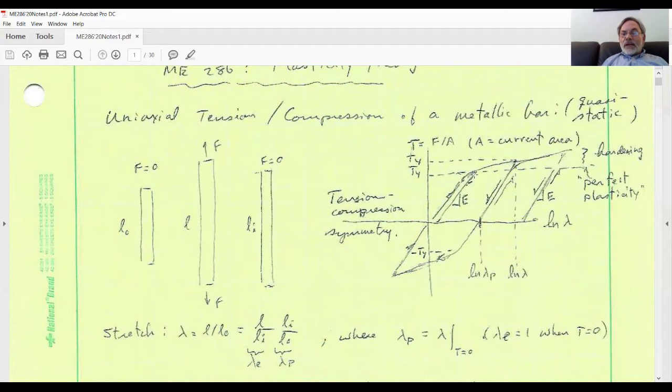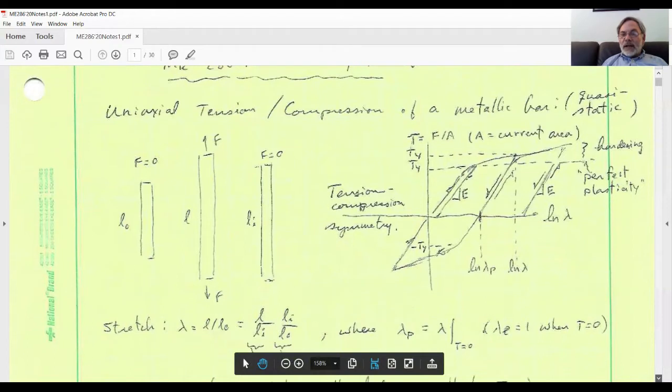A useful idealization for many materials is perfect plasticity, in which, after yielding, the stress saturates to a fixed value, which is the initial yield stress. That's associated with this dashed horizontal line. And that is a very useful idealization in the formulation and analysis of problems.